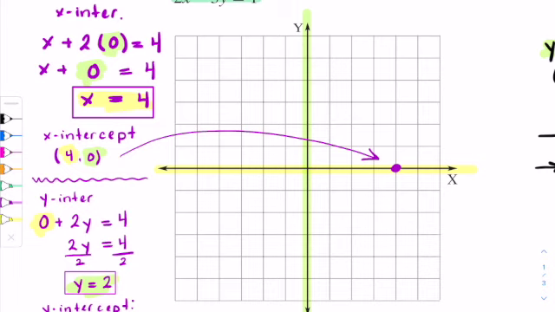Now we need to plot this point on the graph. We're plotting a point at 0, so over 0, up to 2. And this right here is your y-intercept. Okay, once you have those 2 points, you're going to connect them with a line, and that is your graph.